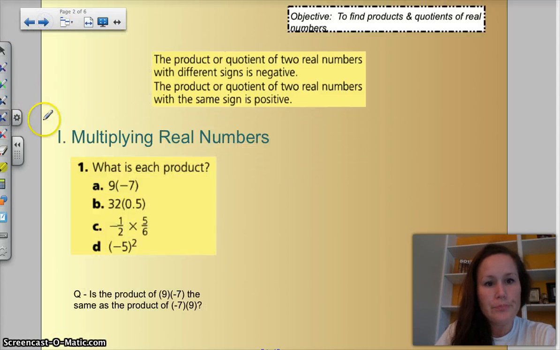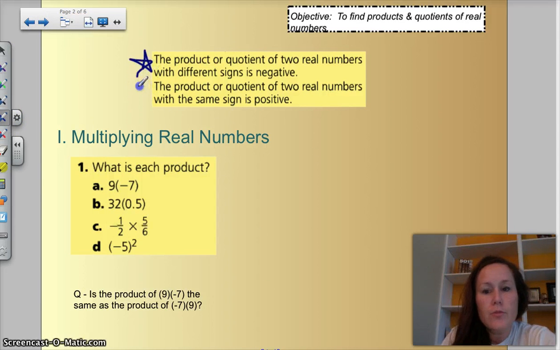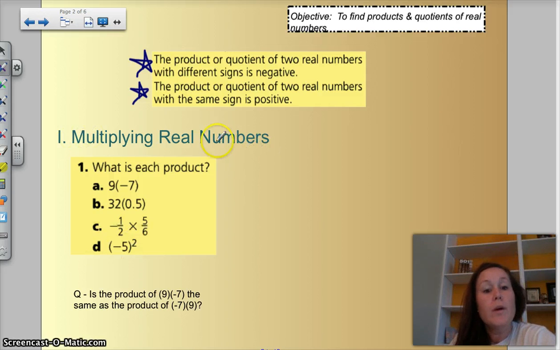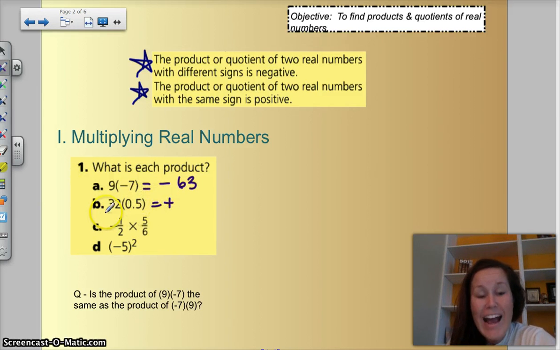All right, we still have our same rules right here. Let me erase whatever's over here, and let's move on. All right, multiplying real numbers. What is each product? Well, 9 times negative 7. I have different signs, so I know that my answer is going to be negative. 9 times 7, 63. Number B, 32 times 0.5. Those are both positive numbers, so my answer is going to be positive. I'm looking for half of 32, which is 16.